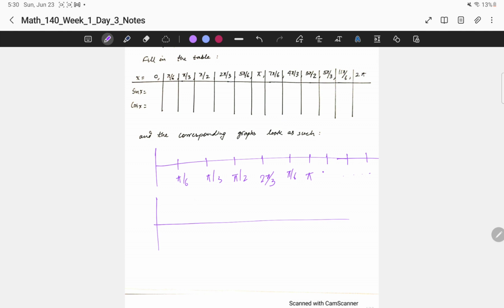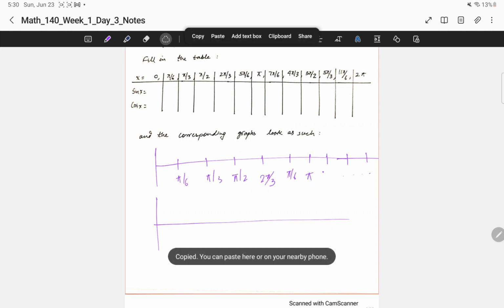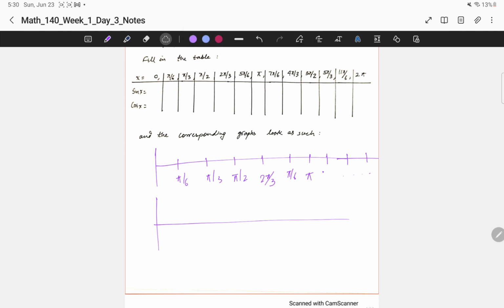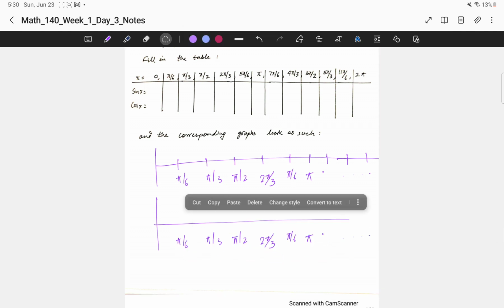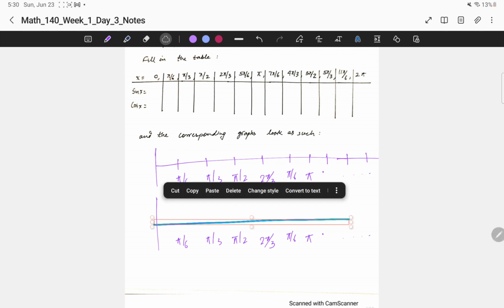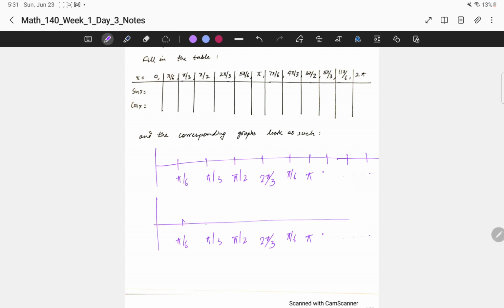Just gonna quickly repeat that right here. Pi over 2, 2 pi over 3, 5 pi over 6, pi, 7 pi over 6, 4 pi over 3, 3 pi over 2, 5 pi over 3, 11 pi over 6, and 2 pi. Now because these are in radians, I'm going to go into mode, change things into radians.